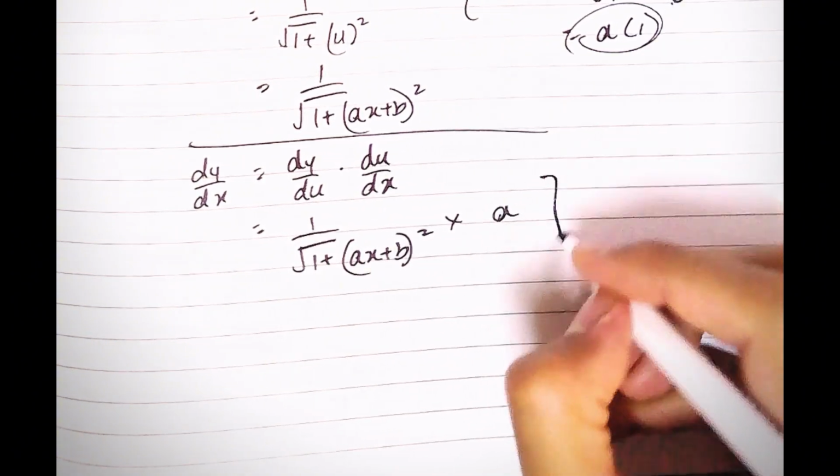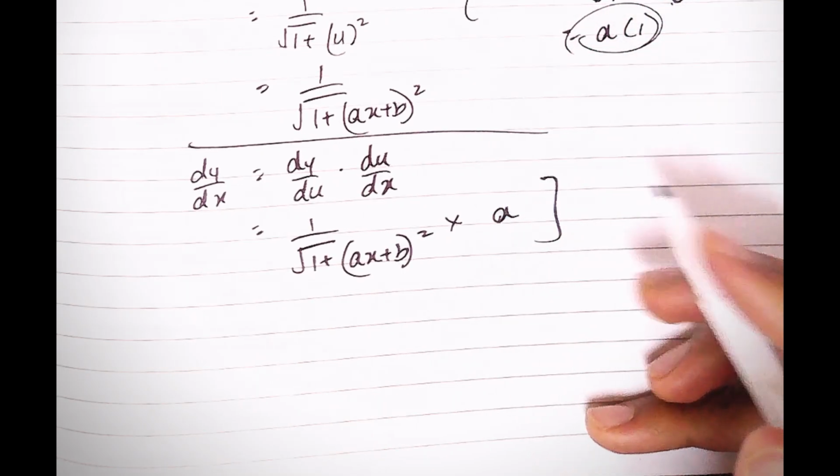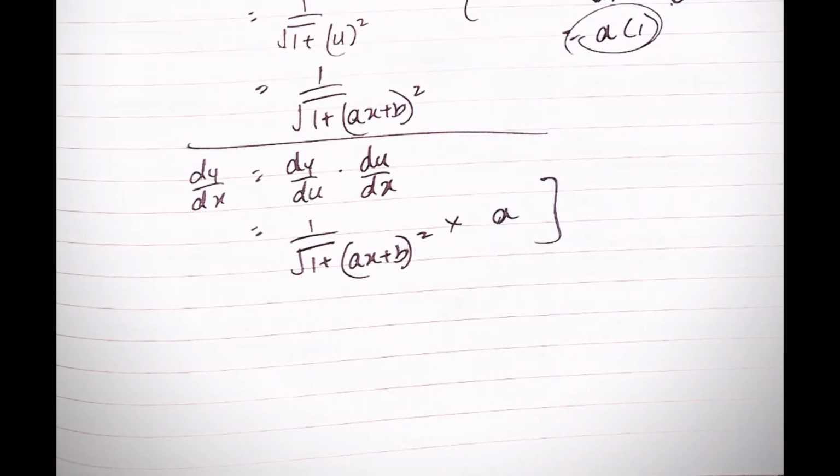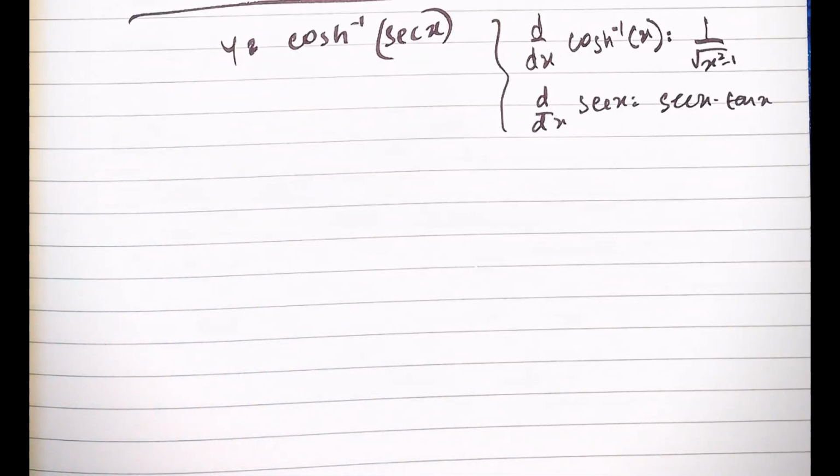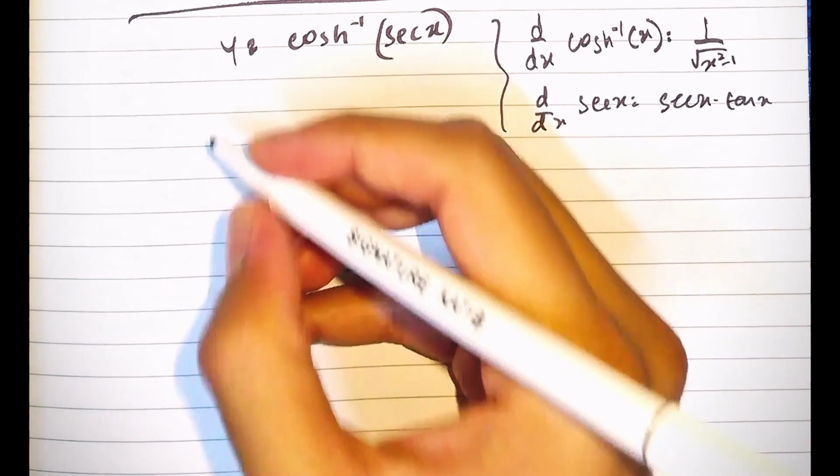Okay, so this is the final derivative of this term, and if you're unsure about the chain rule, you can check my videos on it. Okay, so now we have to find the derivative of cosh inverse of secant x, and we can use the chain rule over here and also the traditional method. So first of all, let's use the traditional method.